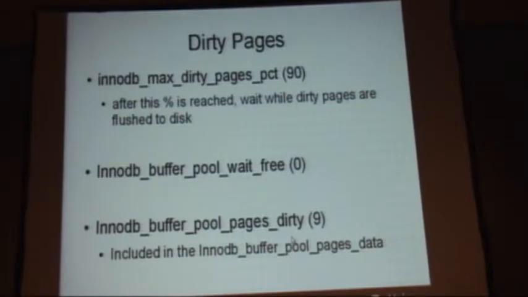Dirty pages. It's not really dirty. It just means it's been written to. A dirty page means it's been written to. I was talking about this before. I think I said that the max dirty pages percent by default is 95. It's actually 90. What this means is that after this percent is reached, you're going to actually wait while those pages that have been written to are flushed to disk. Innodb buffer pool wait free is a counter. It's a status variable because it's capitalized. It's a counter for the number of times the buffer pool had to wait for these pages to be freed by cleanup. So basically, how many times did we hit this? Okay, this is 0. So if we want to flush to disk more often, we could lower this.